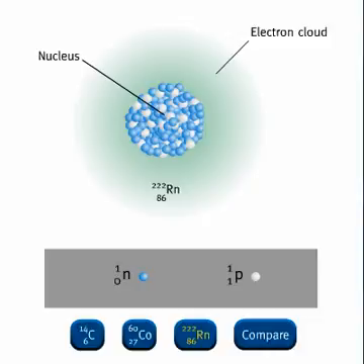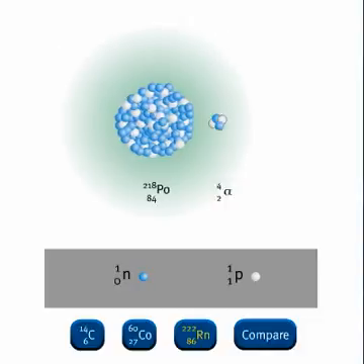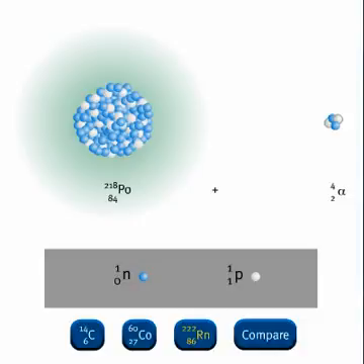A radon-222 nucleus contains 86 protons and 136 neutrons. During alpha particle emission, a particle composed of 2 protons and 2 neutrons is emitted. An alpha particle is equivalent to a helium-4 nucleus. When an alpha particle is emitted from a radon-222 nucleus, a polonium isotope, polonium-218, is produced.